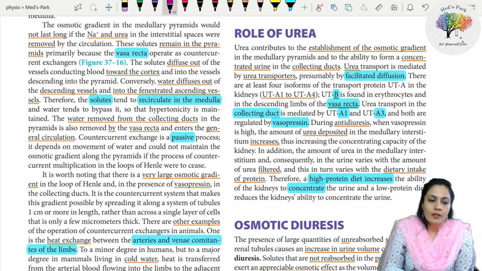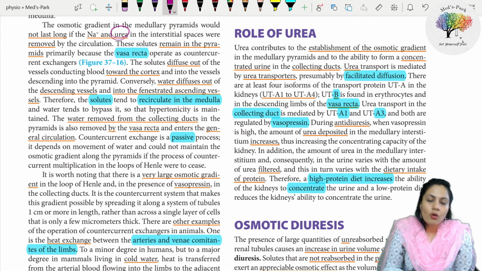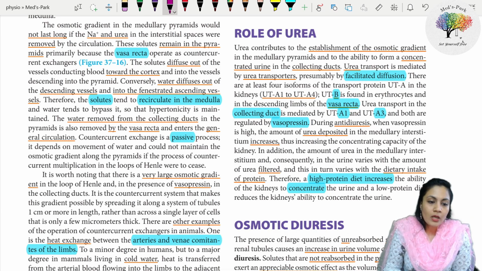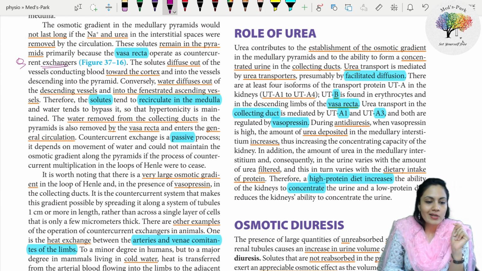The osmotic gradient in the medullary pyramids would not last long if the sodium and urea in the interstitial spaces were removed by the circulation, right? So over here, the text also mentions the urea, right? If you remove that from the interstitium, there will be no gradient. Okay, these solutes remain in the pyramids primarily because the vasa recta operate as a countercurrent exchanger. So again, there is a question: who is the exchanger? We know that it is the vasa recta.